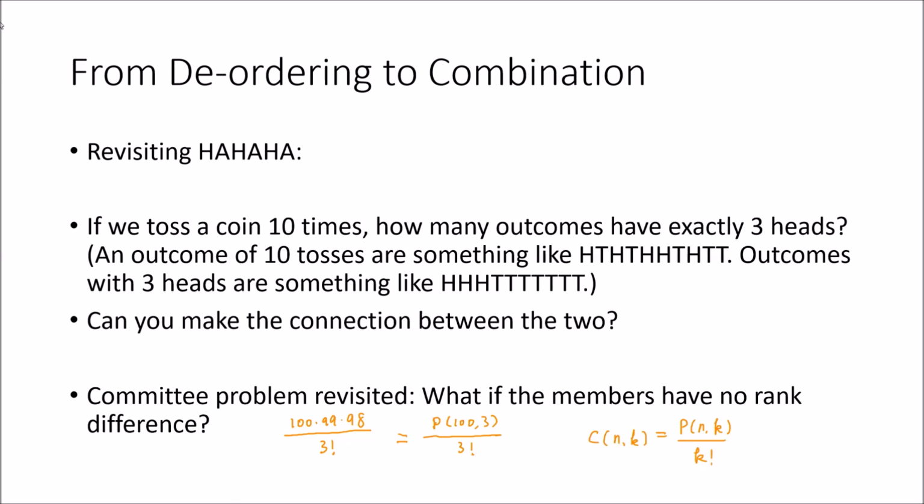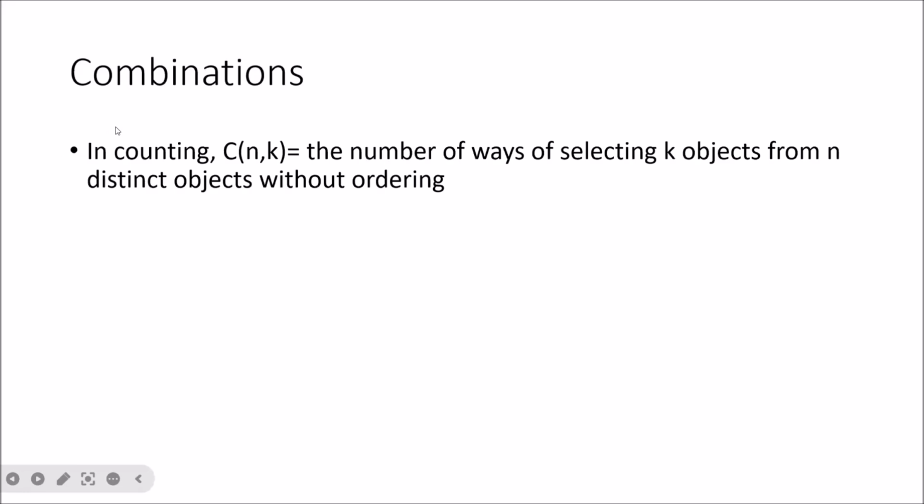Let's work a little bit more on the formula. Similar to permutation in counting, the meaning of C(n, k) is the number of ways of selecting k objects from n distinct objects without ordering. So that's the meaning. I also want you to understand it and memorize it. The sentence is a bit long. You need to think it through.